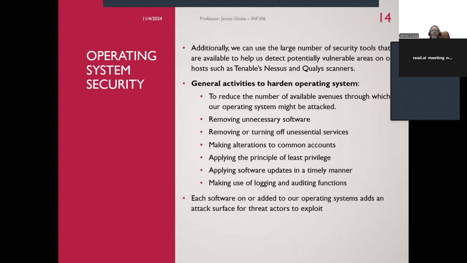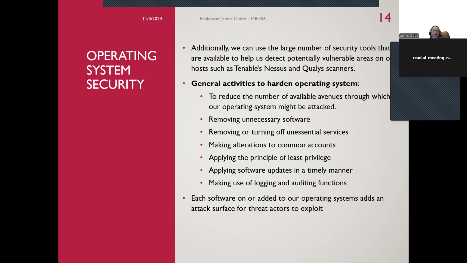Additionally, we can use a large number of security tools that are available to help monitor. We've talked about that. But you also can use tools to help find vulnerabilities in the operating system. These are weaknesses. Some of those tools include Tenable and Qualys scanners. These are well-known vendors in the vulnerability management space.